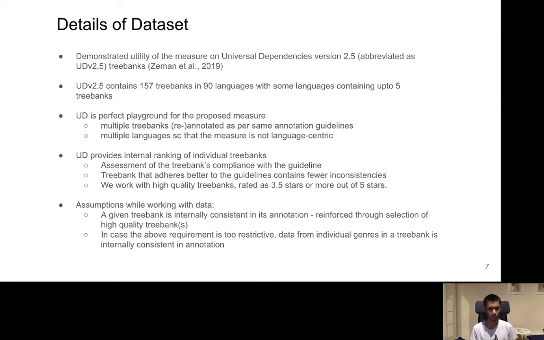While working with data, we have two main assumptions. The first one is that the treebank is internally consistent in its annotation. So the different parts of the treebank are all consistent with each other, but this might be a strict constraint when it comes to treebanks with multiple genres. And so we assume that if the treebank consists of genre 1, genre 2, genre 3, then individual genre 1, genre 2, and genre 3 would be consistent themselves. It's possible that the treebank itself is not consistent, but the individual genres would be consistent overall.